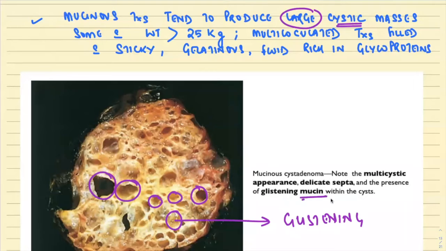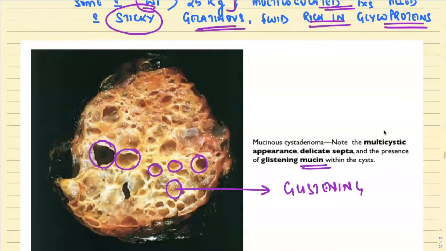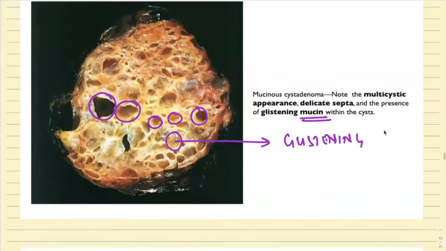This is the glistening mucin or the mucus. Now the weight of these tumors extends to more than 25 kgs. These are multiloculated in nature, filled with a sticky gelatinous fluid rich in glycoproteins. In all these tumors, whether benign, borderline or malignant, they will have the same appearance: multilocular, multicystic, separated by delicate septa and presence of glistening mucus as seen in this diagram.